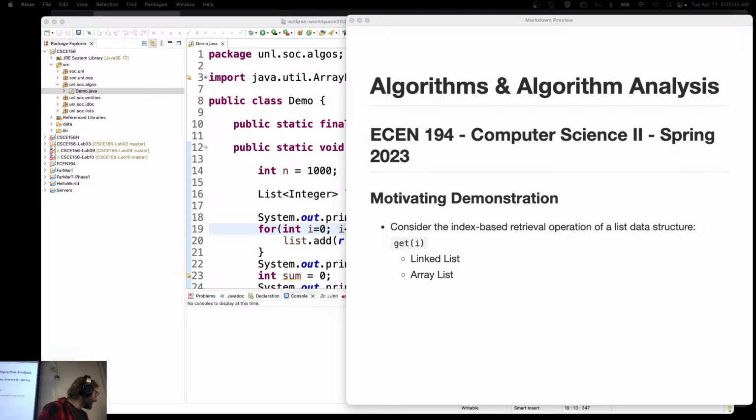Algorithm analysis. This module will probably take us a week or two, depending on how much we do and how many examples we do. But to get us started, I wanted to revisit a very, very similar example to what we looked at when we looked at the list data structures that we developed.